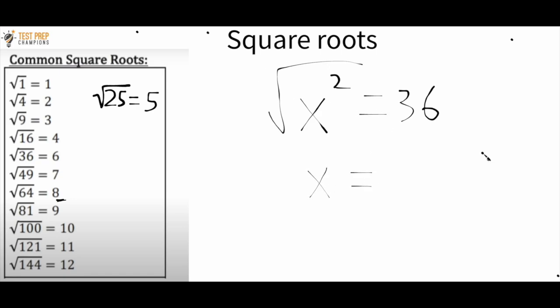And whatever I do to one side, I also have to do it to the other. So if I take the square root of x squared, I also have to take the square root of 36. And the square root of 36 is 6.